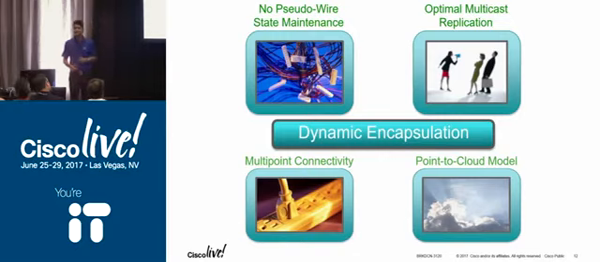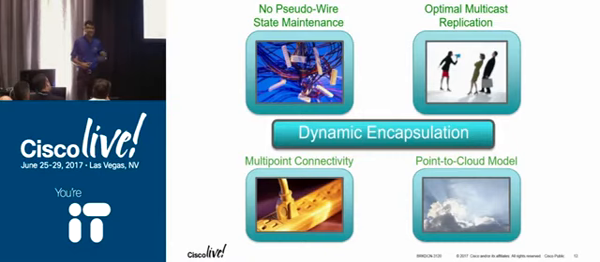Optimal multicast replication. If we think of a head-end device producing multiple copies of our traffic and sending it towards the neighbor, in today's WAN network where bandwidth is a crunch, it's a bit inefficient. With dynamic encapsulation in OTV, what we do is we let the core do the replication for us, not in the head-end device. We save some bandwidth there.